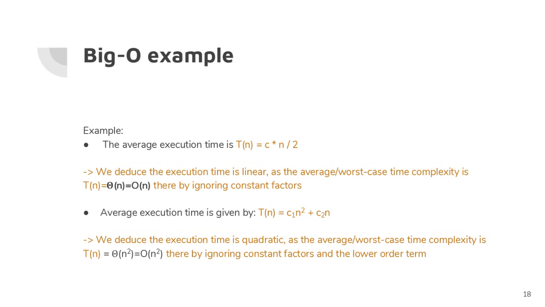And in the other case, the function t is given by a constant c1 times n squared plus a constant times n. Here again, we deduce the execution time is quadratic, and both the average and the worst case time complexity are given by O(n squared) or theta(n squared). So we again ignore constant factors and the lower order term.